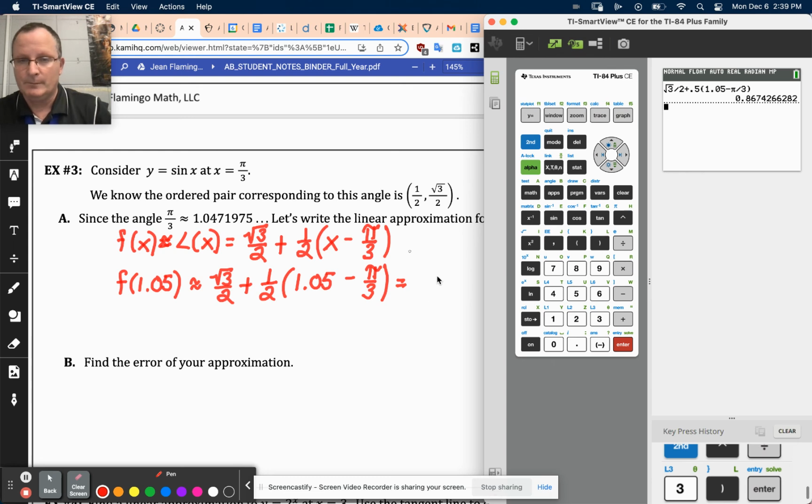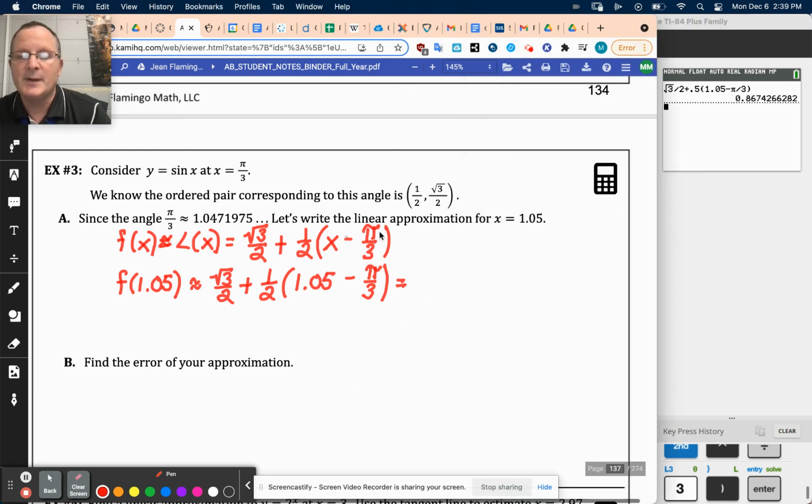All right, so what we got here is 0.86742666. I mean, that's pretty dang good. Here, I'll show everything the calculator is showing me: 282. And maybe that last 2 is rounded, and maybe it's not. Who knows? Okay, so there we are.